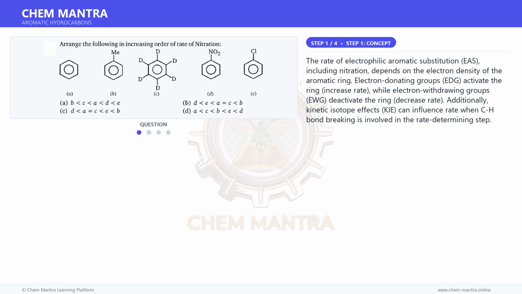The rate of electrophilic aromatic substitution, EAS, including nitration, depends on the electron density of the aromatic ring. Electron donating groups, EDG, activate the ring, increasing the rate, while electron withdrawing groups, EWG, deactivate the ring, decreasing the rate. Additionally, kinetic isotope effects, KIE, can influence rate when C-H bond breaking is involved in the rate determining step.